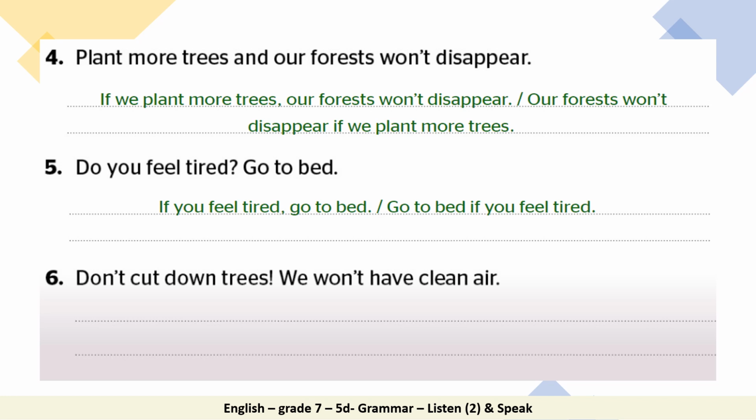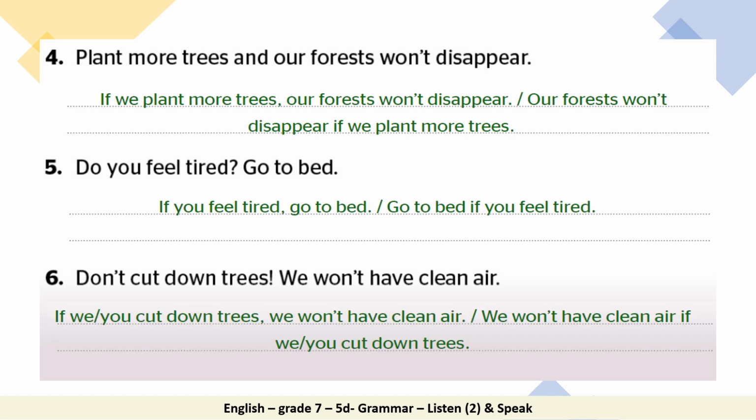Sentence 6. Don't cut down trees. We won't have clean air. The answer is, if we or you cut down trees, we won't have clean air, or we won't have clean air if we or you cut down trees.